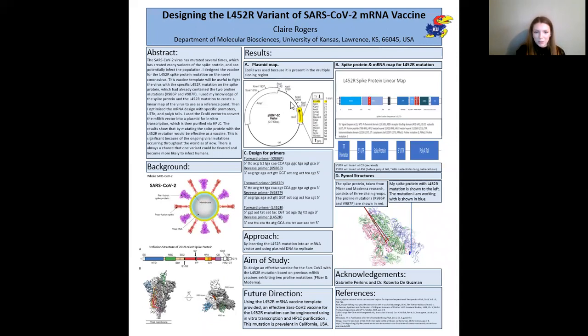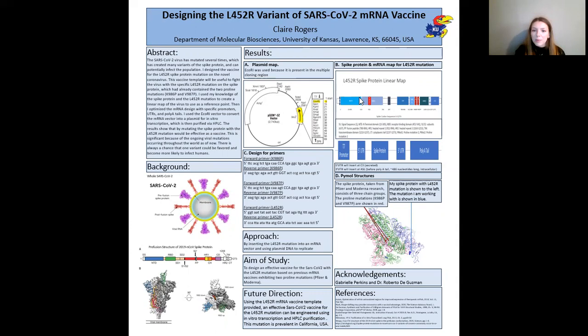So moving on to my results, we have the plasmid map. For the plasmid map, I chose to use EcoRI because it's in the multiple cloning region. This helps linearize the spike protein in order to go through 2 rounds of mutagenesis.